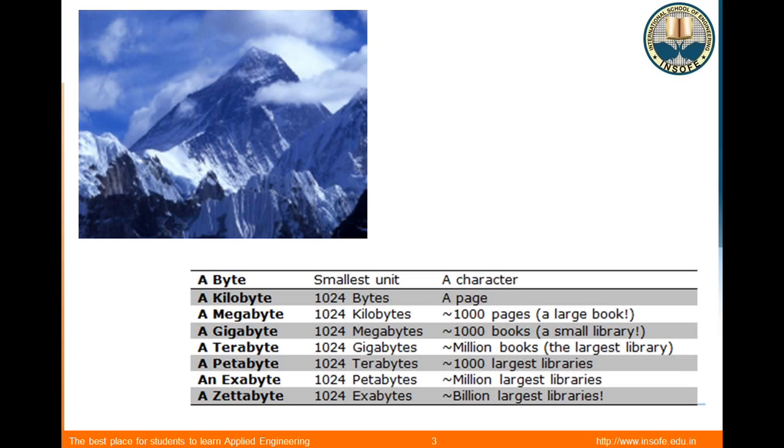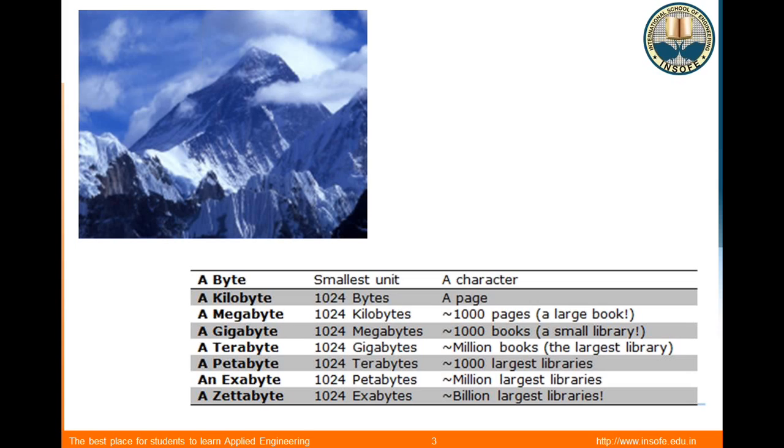First, I want to bring your notice to the table that's at the bottom of the slide, where it talks about, if you compare the digital information with the physical information that you find in a book, a byte is equivalent to a character, a kilobyte is equivalent to a page, a megabyte to a large book of 1,000 pages.